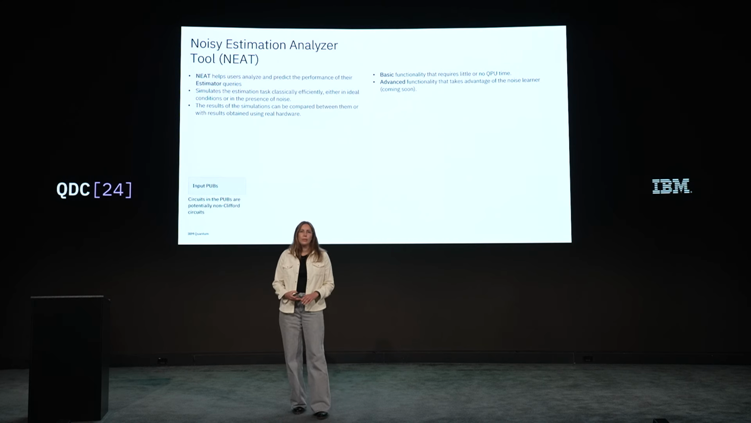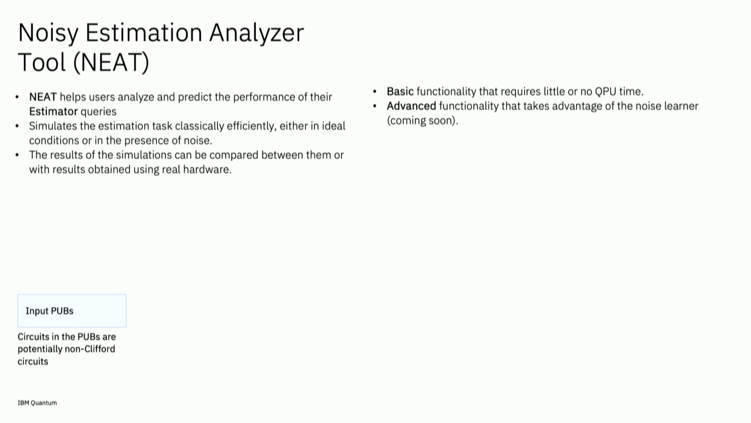So let's take a look at what a simple example of a NEAT workflow looks like. First you start with your input pubs. And in your pubs, the pubs might contain circuits that are not Clifford. So the first thing we want to do is to Cliffordize those pubs. So how does this Cliffordization work?